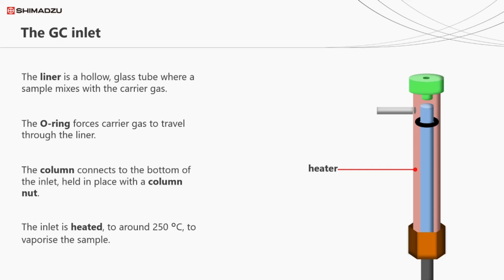It can also result in very wide peak shapes, which, as we know from the last session, is less than ideal. To ensure all components within the mixture vaporise quickly and fully, the inlet is usually heated to between 200 and 300 degrees, depending on how volatile the mixture is. Again, this is something that will be discussed in more detail during the method development session.